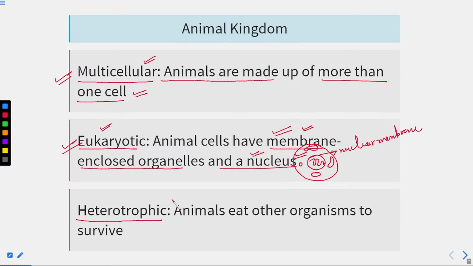Heterotrophic. Heterotrophic means they cannot make their own food. So animals eat other organisms to survive. They can eat plants, they can eat other animals, right? So they are heterotrophic.